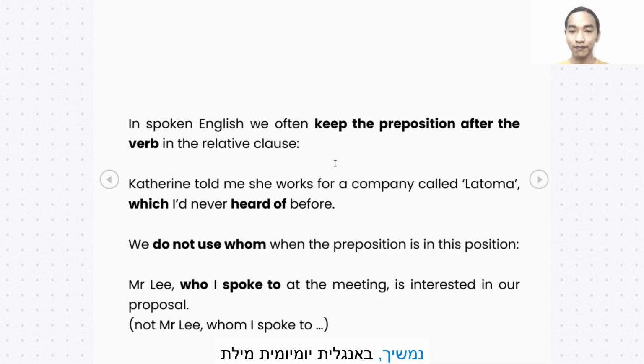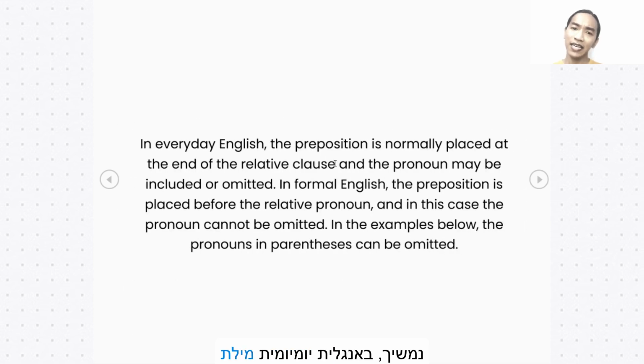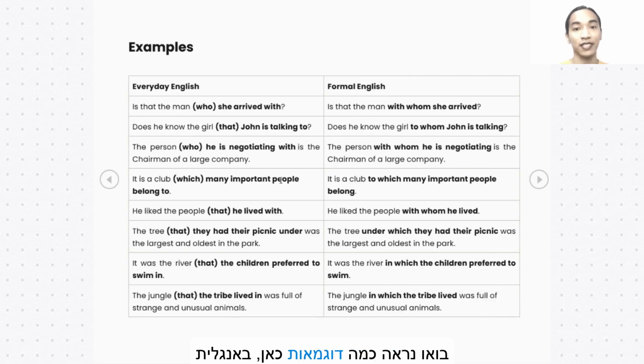Next one. In everyday English, the preposition is normally placed at the end of the relative clause, and the pronoun may be included or omitted. So you can just remove the pronoun. In formal English, the preposition is placed before the relative pronoun, and in this case, the pronoun cannot be omitted, if it's before. Now, in the examples, the pronouns in parentheses can be omitted.